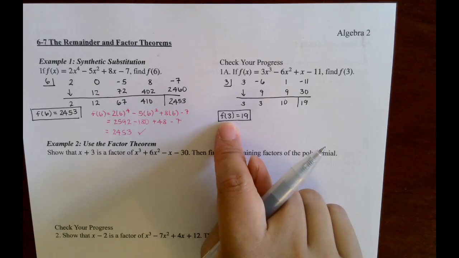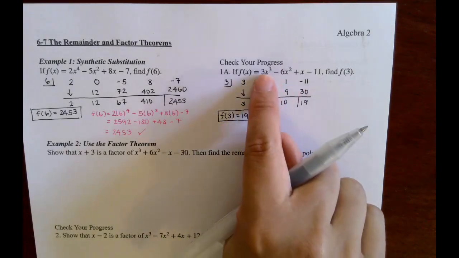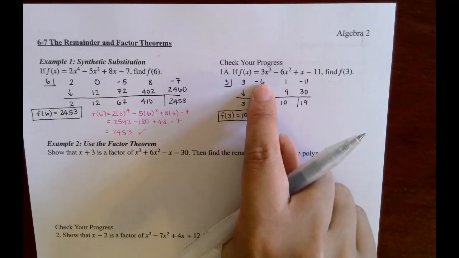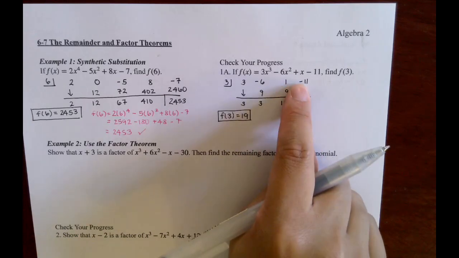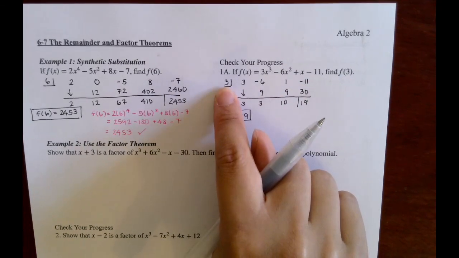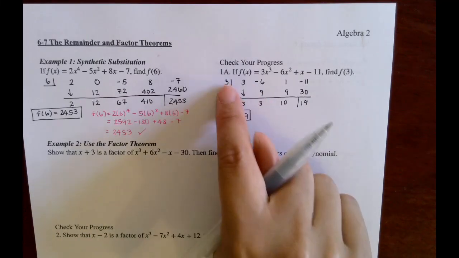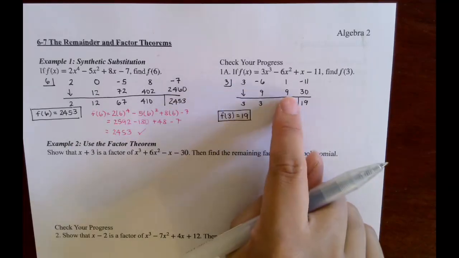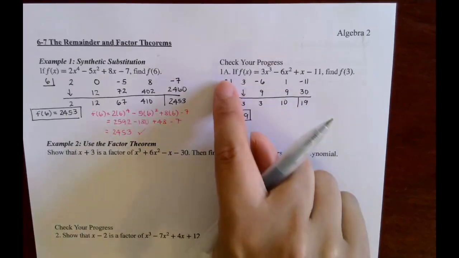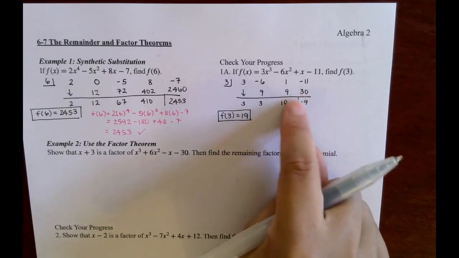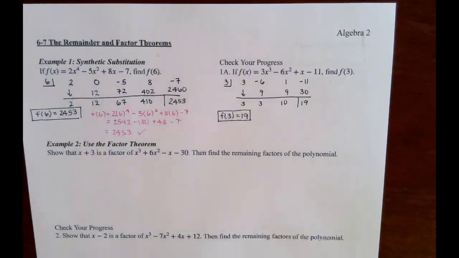Okay. So we're using synthetic substitution. I'm going to use each of my coefficients to set it up. So 3x cubed, negative 6x squared, 1x, and then my constant negative 11. Since I'm finding f of 3, I'm putting 3 here. Okay. Drop down this 3. 3 times 3 is 9. Negative 6 plus 9 is 3. 3 times 3 is 9. 1 plus 9 is 10. 3 times 10 is 30. Negative 11 plus 30 is 19. This is my remainder, so f of 3 equals 19. And there you go.